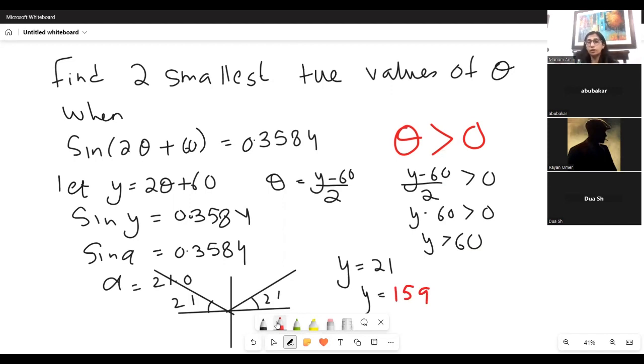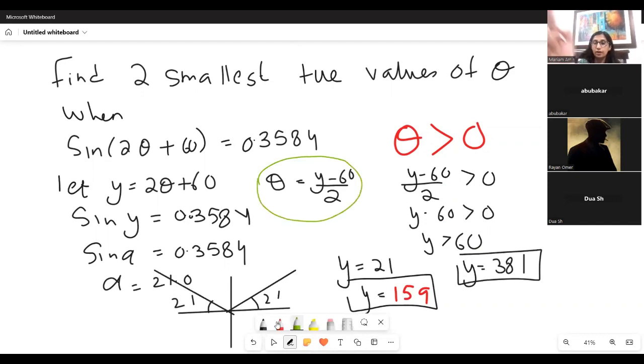Now, can't use 21 because the domain is y greater than 60. 21 use nahi hoga, but 21 plus 360 use ho jayega. That is going to be 381. So the two smallest possible values of y are 159 and 381. Now from these y, get thetas using the relationship that you've already established: from y, subtract 60 and then divide the answer by 2.